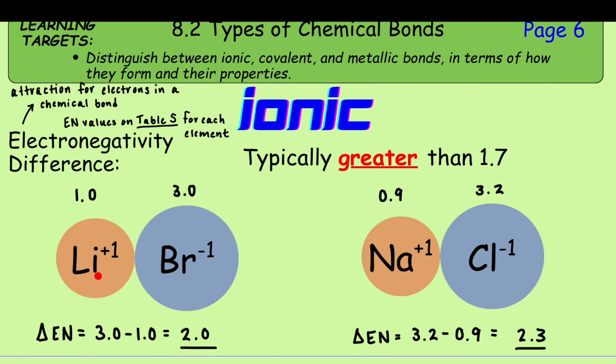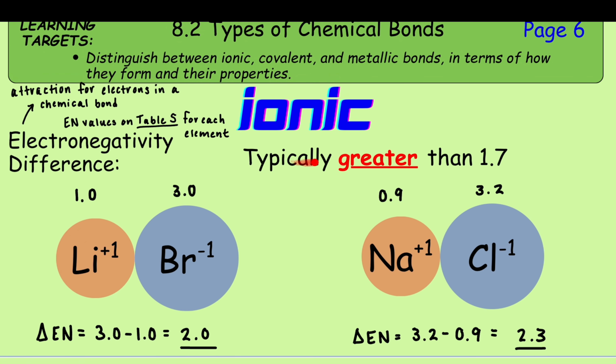So let's compare lithium and bromine in lithium bromide. Lithium has an electronegativity of 1 and bromine has an electronegativity of 3. If we take the difference of the electronegativity values between these two atoms in this bond, 3 minus 1, that difference is 2. That's greater than 1.7. Same thing with sodium chloride. Sodium has an electronegativity of 0.1. Chlorine has an electronegativity of 3.2. Therefore, the difference is 2.3, which is greater than 1.7.